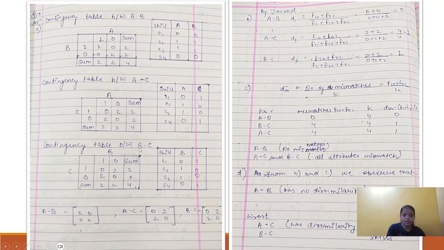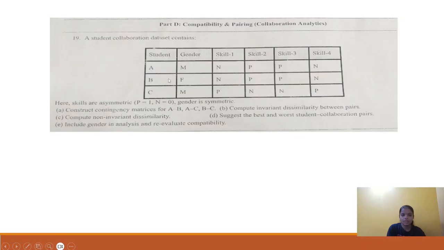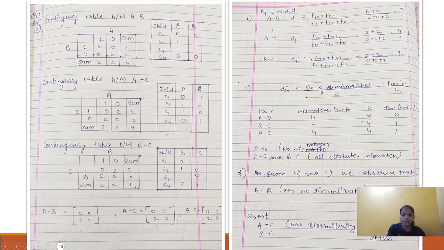Now creating the table between B and C. To create the table between B and C, we will create a similar table as here with the help of the given data set between skill 1, 2, 3, 4 for student B and C. As we can see here, for student B, our skill 1 is N and for C, our skill 1 is P, which is 0 and 1. We substitute here 0 and 1. The remaining skills 2, 3, 4 we will check from our given table and fill in.